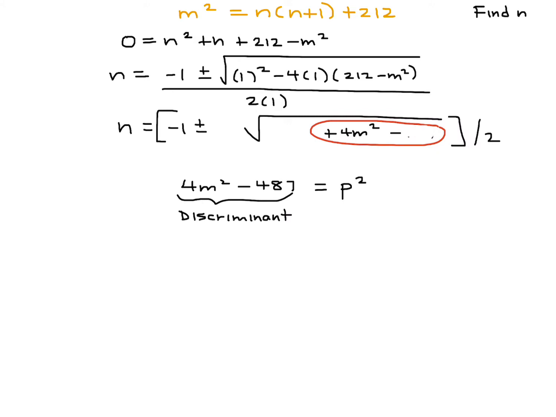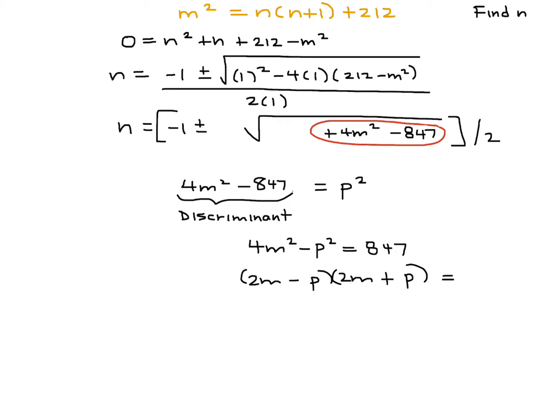Sorry, this should be an 847. I accidentally reversed the digits. 847. All right, no problem. Okay, so now we're going to do this 4m squared. Let's put this p squared on this side and put the 847 on that side. Now 4m squared minus p squared is 847. That can be factored. So we got 2m minus p and 2m plus p, and that equals 847.